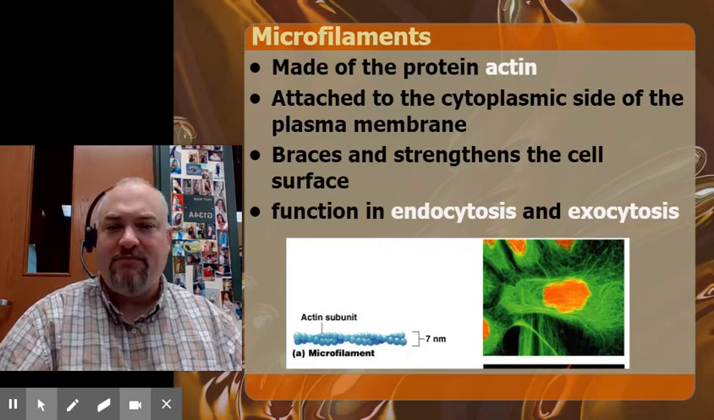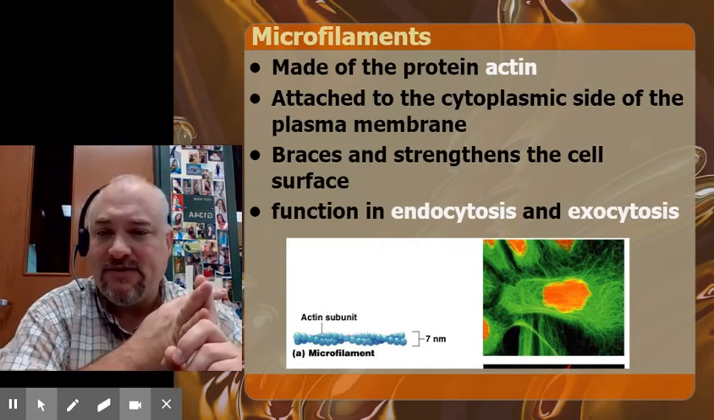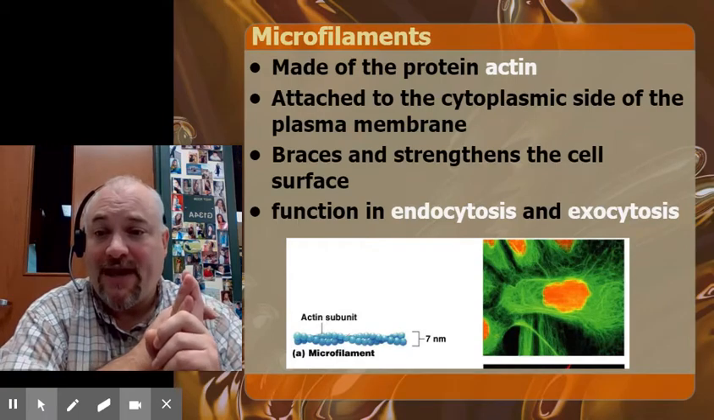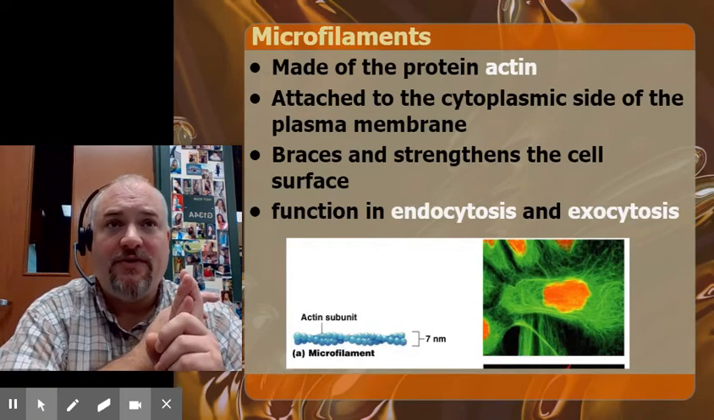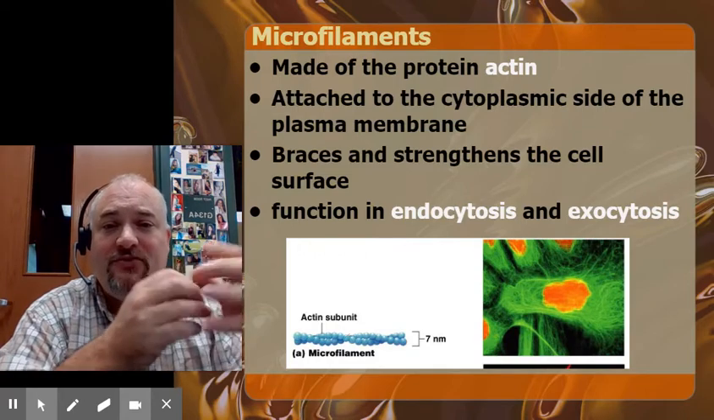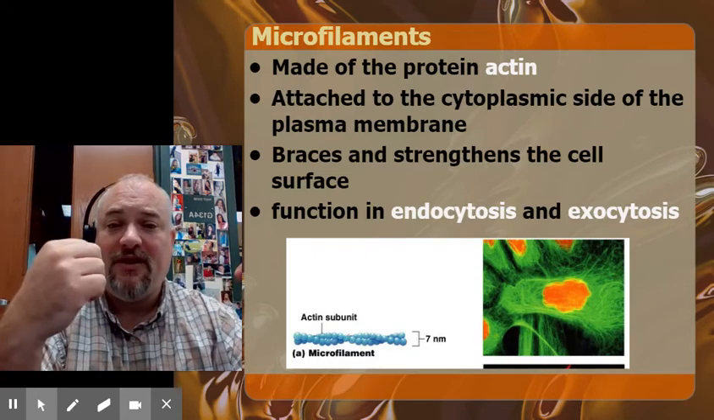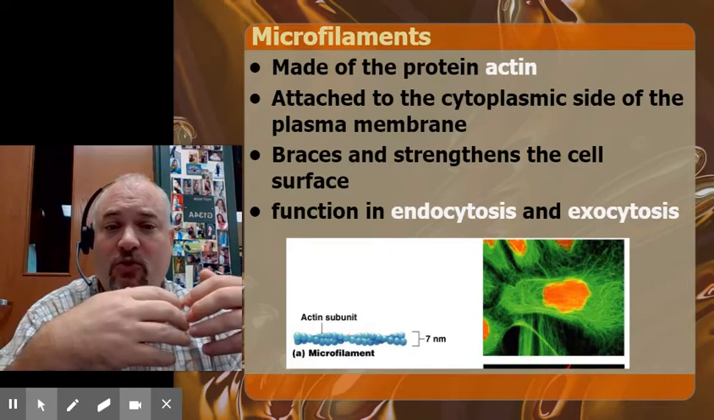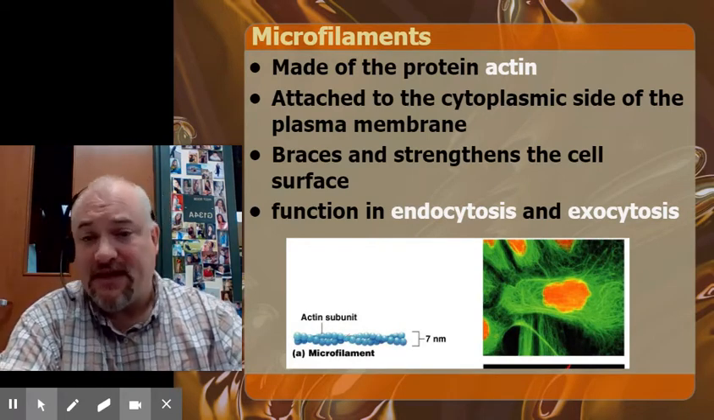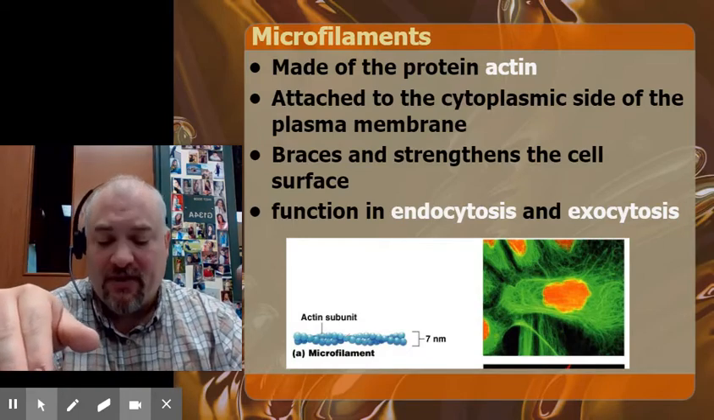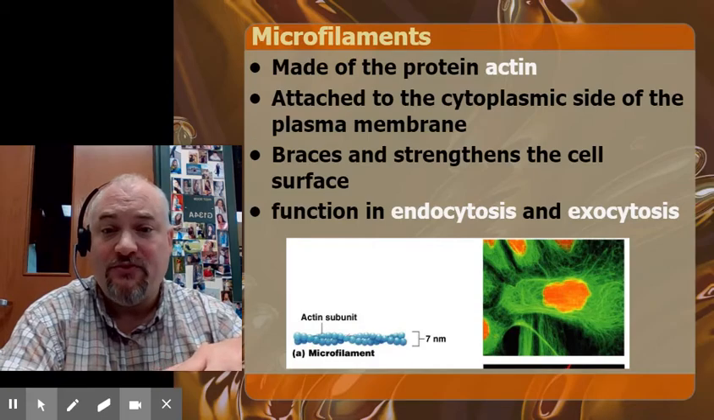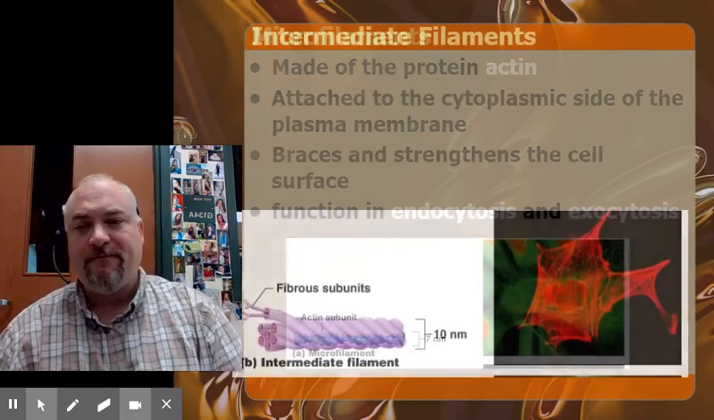And they function in both endo and exocytosis, which we'll learn in the next section of this unit are types of active transport. Their job is to basically open up the cell membrane to let big things into the cell, endocytosis, or open up the cell membrane to let big things out of the cell, exocytosis. So this is where the movement part comes in. And if you're talking about things like amoeba, these are the things that are actually making the amoebas move. But we're focusing on humans here.